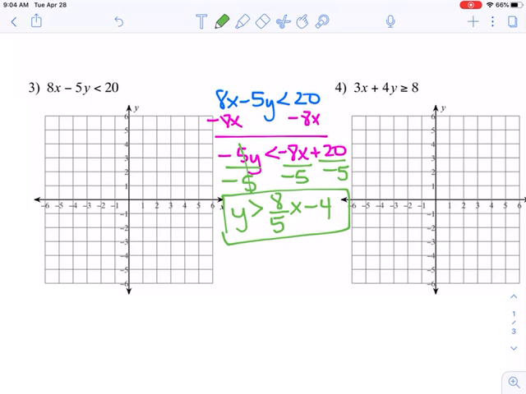I'm going to start down at negative 4 on the y-axis, and then I'm going to follow my slope, traveling up 8 over 5. So I'm going to go up 1, 2, 3, 4, 5, 6, 7, 8, over 1, 2, 3, 4, 5, and make a point. And then my line is dotted, since it's just a greater than. And once again, greater than, we've got a little pattern here, is above the line.